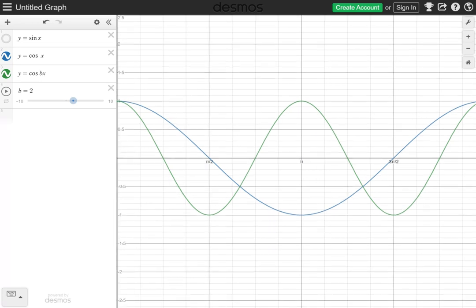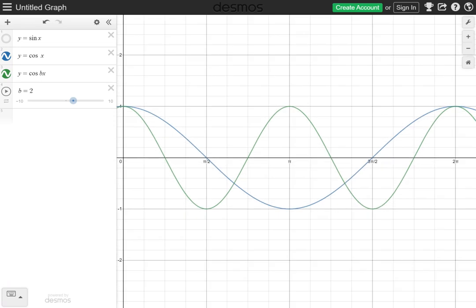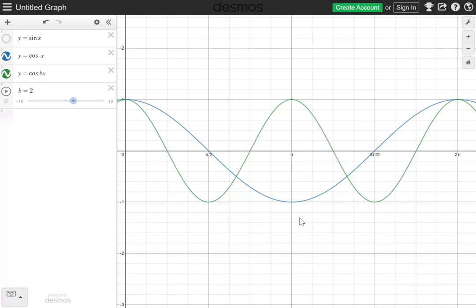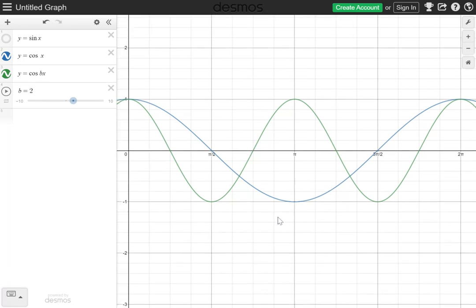Another way to look at that is if you look at the original parent function, I have one cosine wave for y equals cosine x. But for y equals cosine of 2x, the green one, I have 2 full cycles. So you can think of b as telling you how many full cycles you will have between 0 and 2 pi. But remember, if you're asked what is the period, you're going to do 2 pi divided by b.